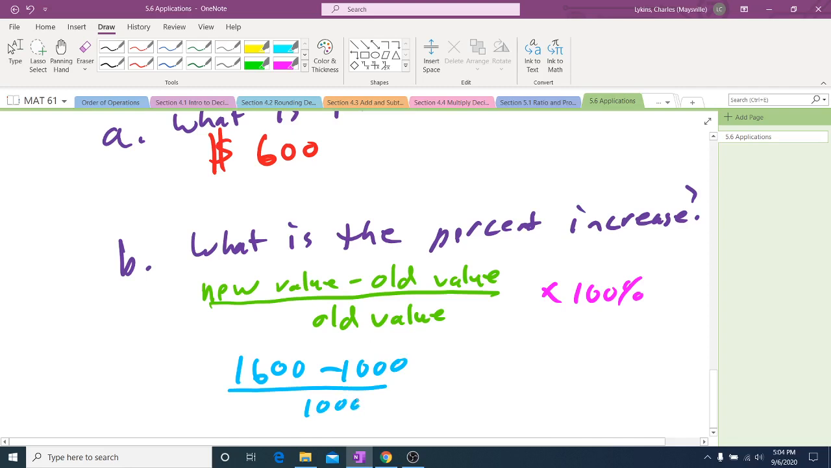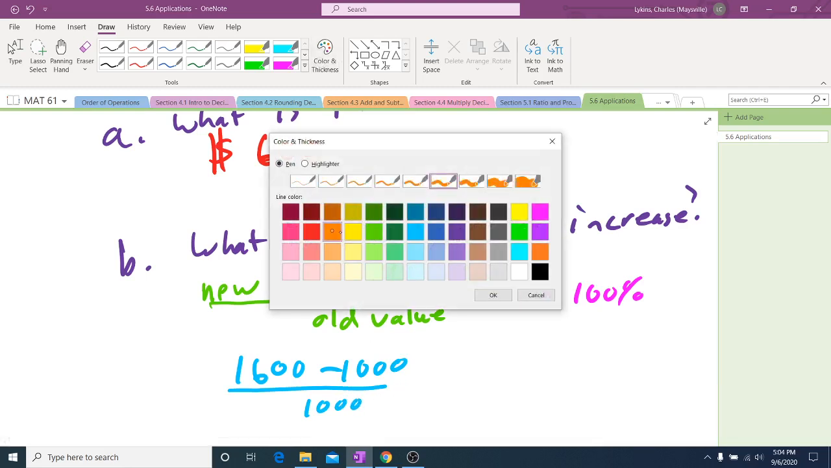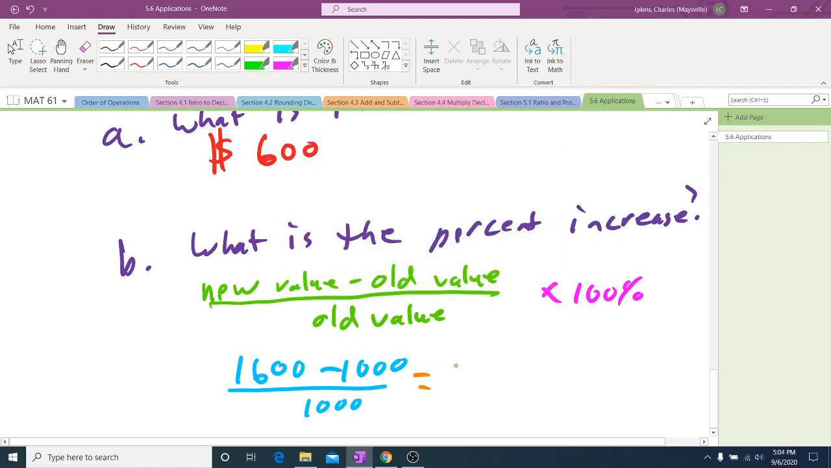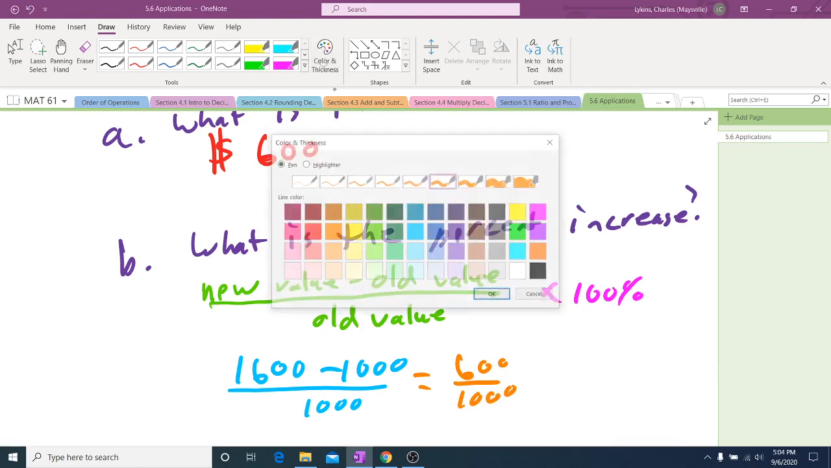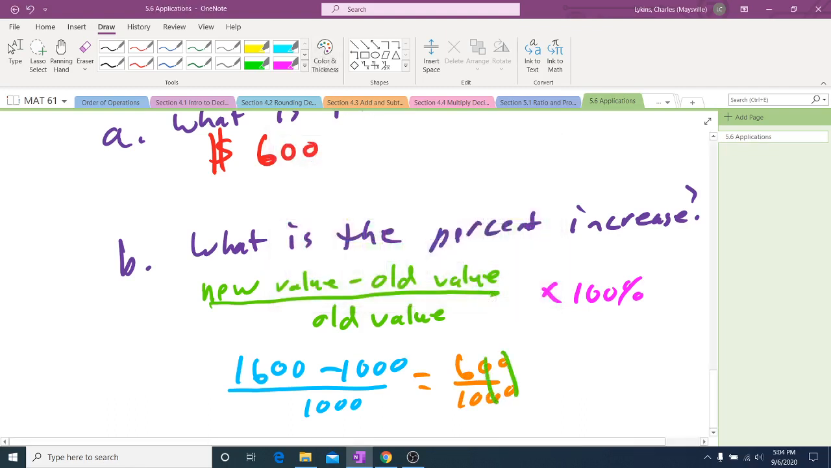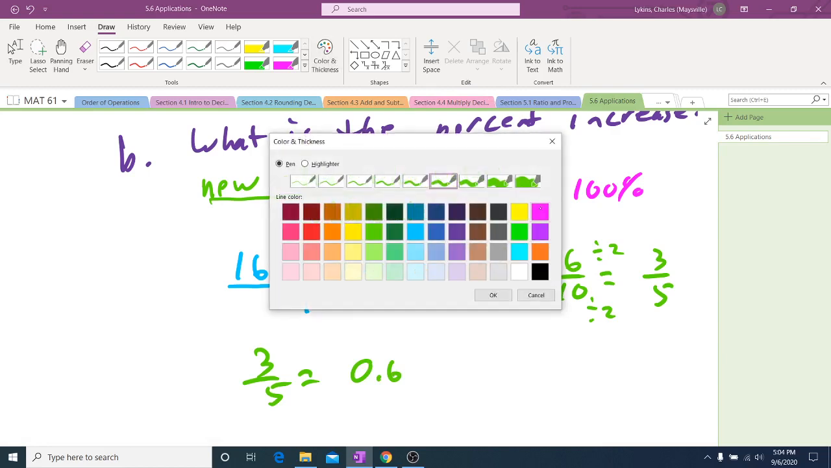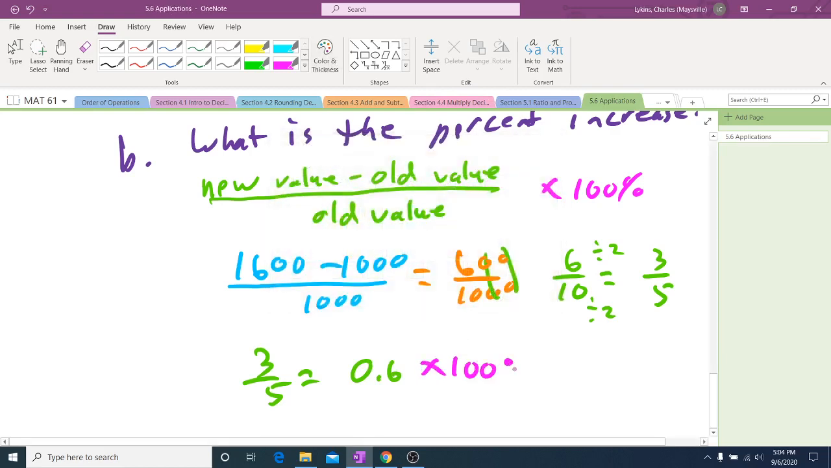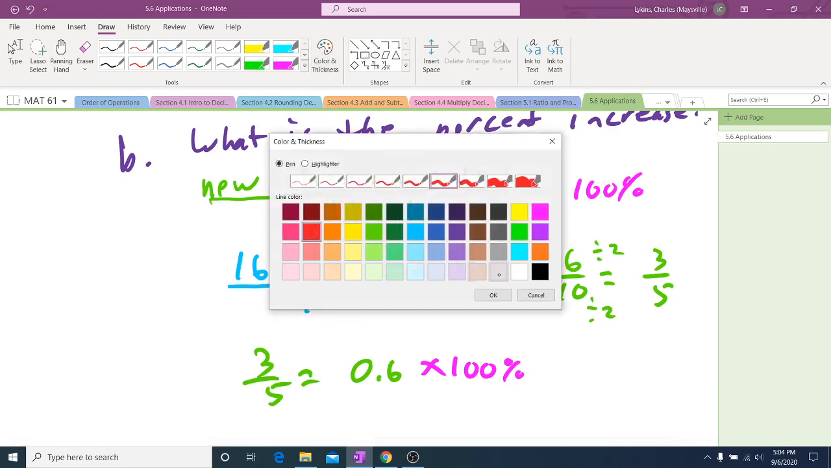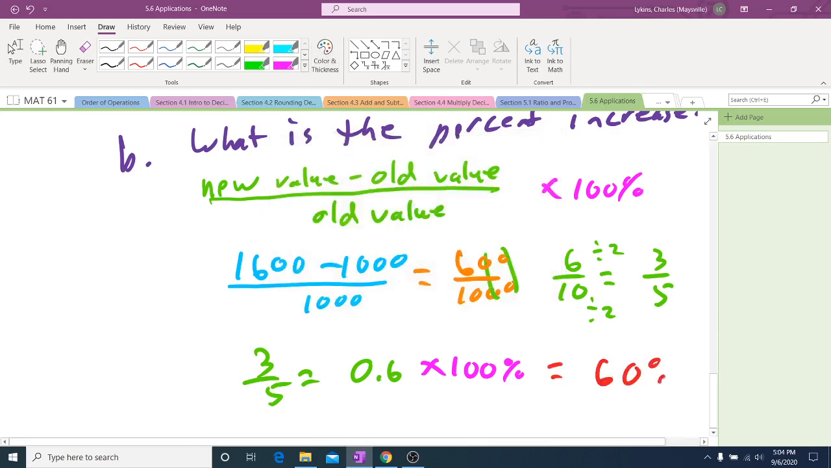And over 1,000. So if I do this math, 1,600 minus 1,000 is 600 over 1,000. I'm going to cross out the zeros. That's 6 over 10. I can divide each by 2, which gives me 3/5. So 3/5, if you put it in your calculator, is 0.6. Multiply by 100%, and you get a 60% increase.